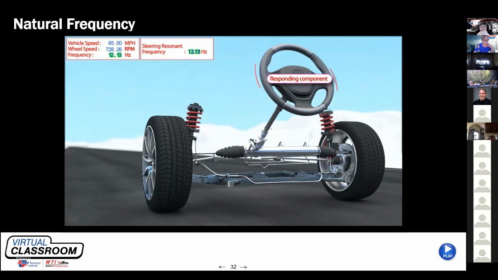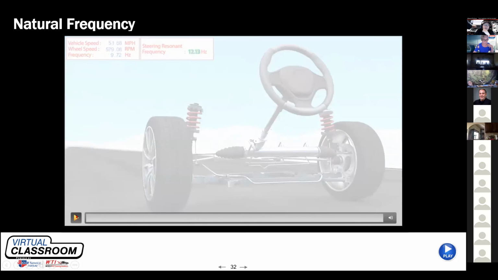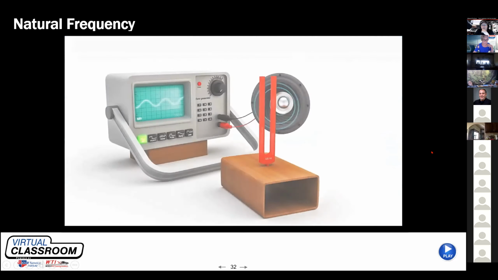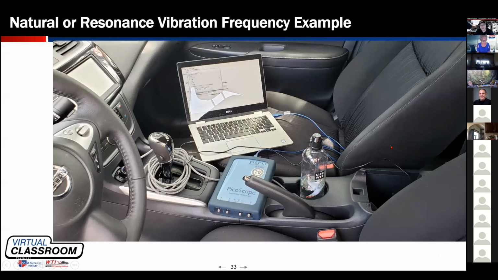Now, what if manufacturers realized this and started designing suspensions to where instead of designing the suspension to be 12 hertz, all right, instead of designing it to be 12 hertz, what if they designed that suspension, which most of them are doing today, be 20 hertz?